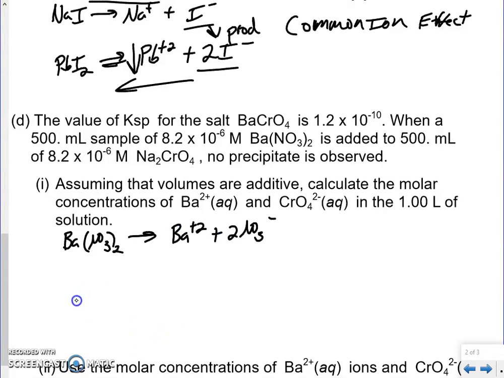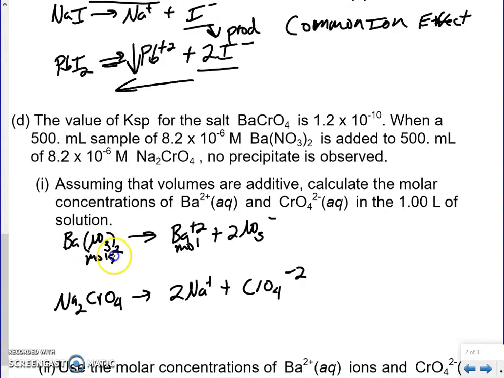Okay, same with the sodium. Sodium chromate, oops, I'm about to write sodium carbonate, sorry. Sodium chromate is going to break down completely into sodium ions and chromate ions. Okay, which means if we know the moles of this guy, we know the moles of the barium because it's a 1-to-1 ratio. Same with this. If we know the moles of this, we can find the moles of the chromate ion.